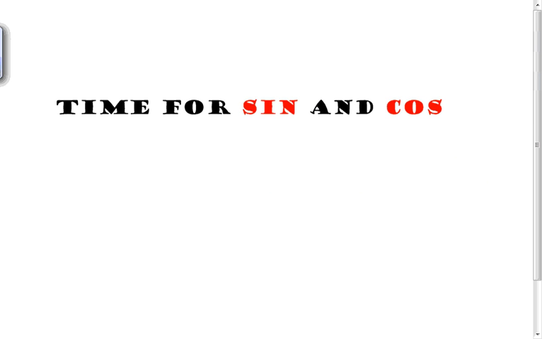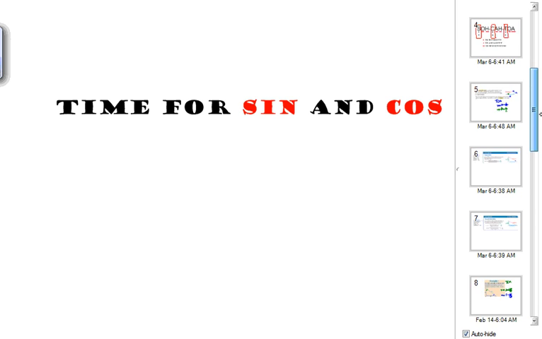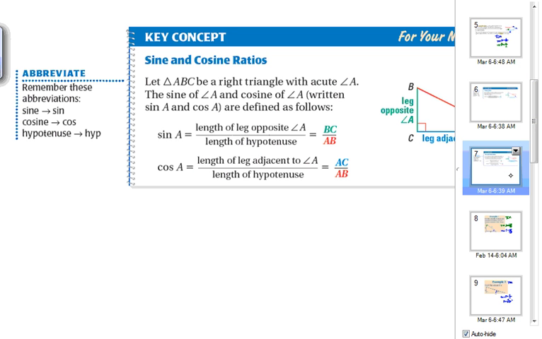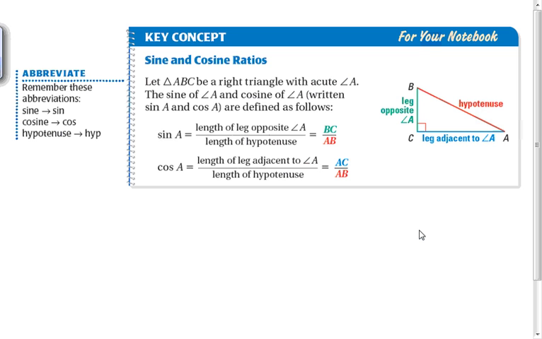Right, so time for sine and cosine. So sine and cosine is exactly what you would guess. Soh-Cah-Toa, and then it's Toa that we just worked with. So sine is opposite over hypotenuse. Cosine is adjacent over hypotenuse.